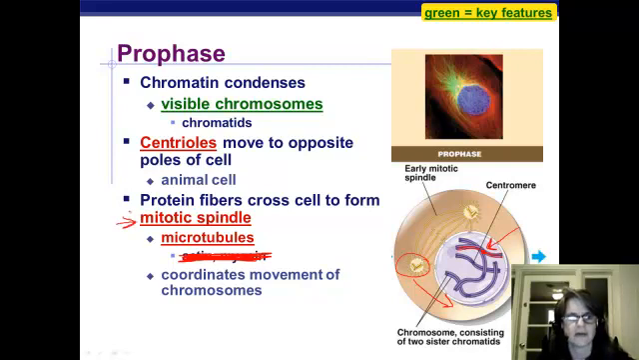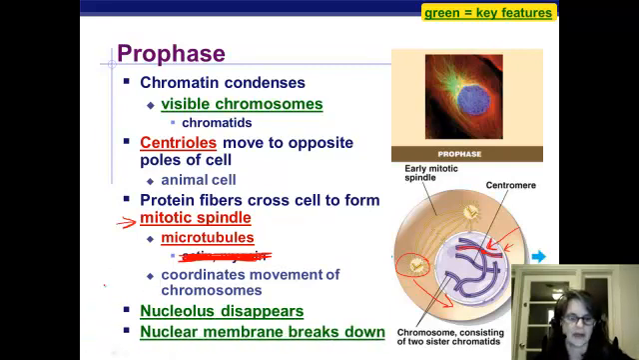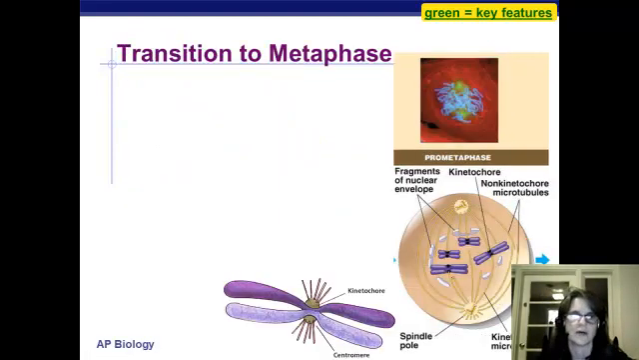The spindle is going to be orchestrating the movement of the chromosomes. Additionally, this nuclear membrane is going to begin to disintegrate. The nuclear membrane and the nucleolus, a region in the nucleus, all of this is going to break down, and this is going to make it easier for these chromosomes to organize themselves the way they need to be organized.